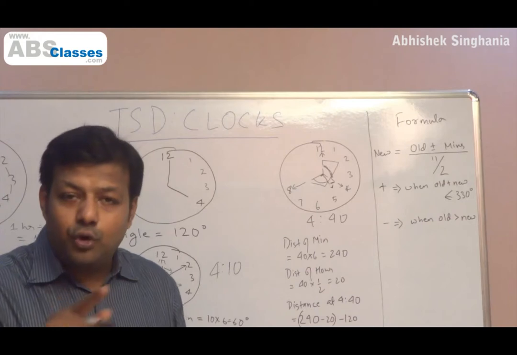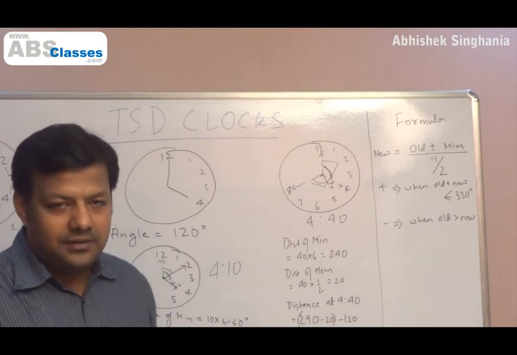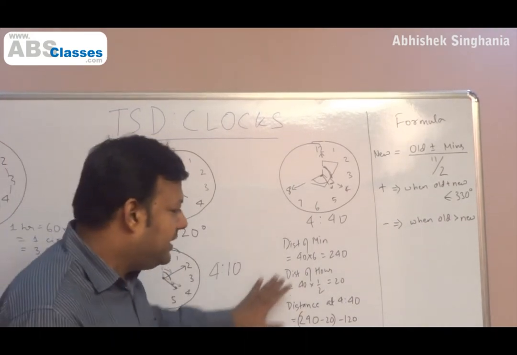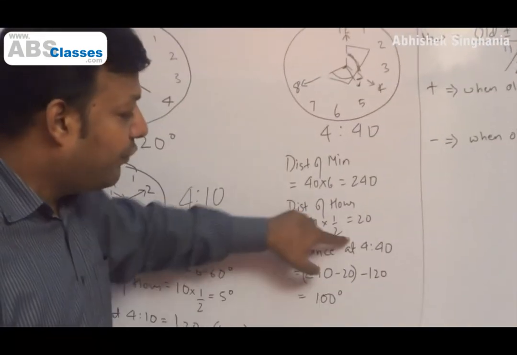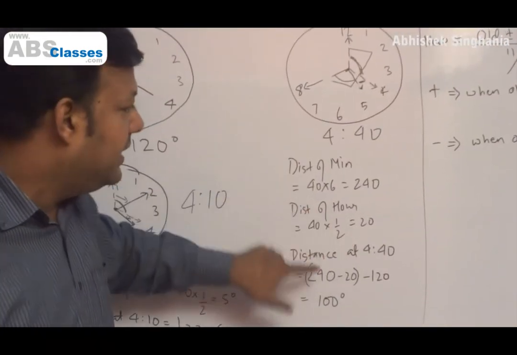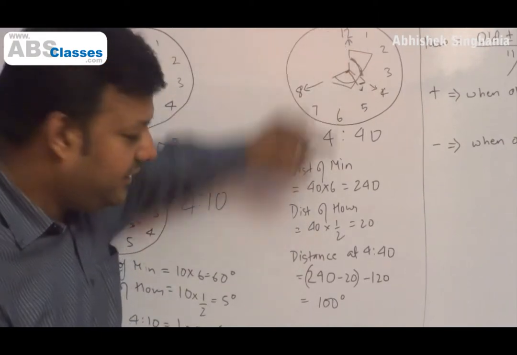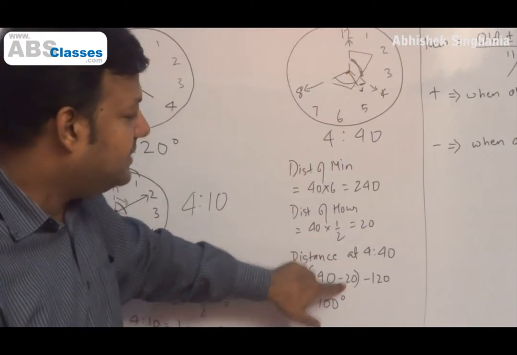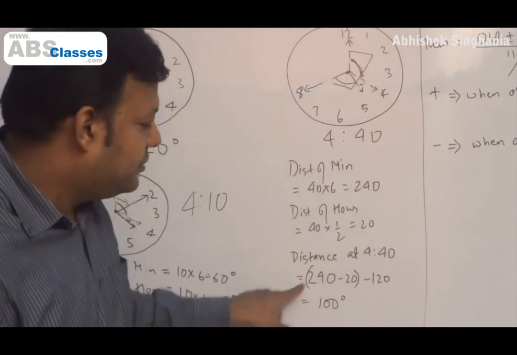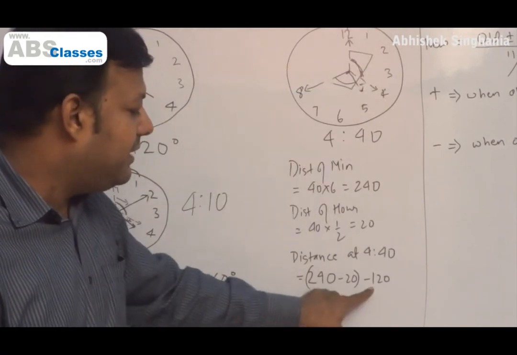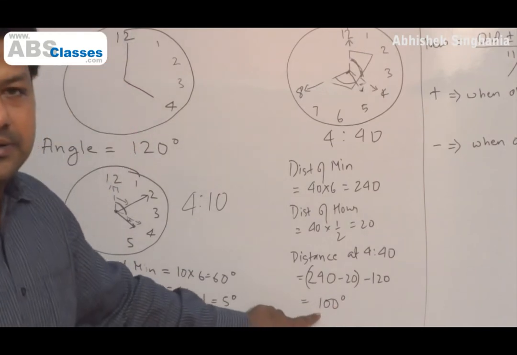The original distance at 4 o'clock is 120, right? Therefore, distance of the minute hand is 240, and distance of the hour hand is 20. The distance at 4:40 will be the distance covered by the minute hand, 240, minus the distance covered by the hour hand, minus the original distance. So 240 minus 20 minus 120, the answer is 100 degrees.